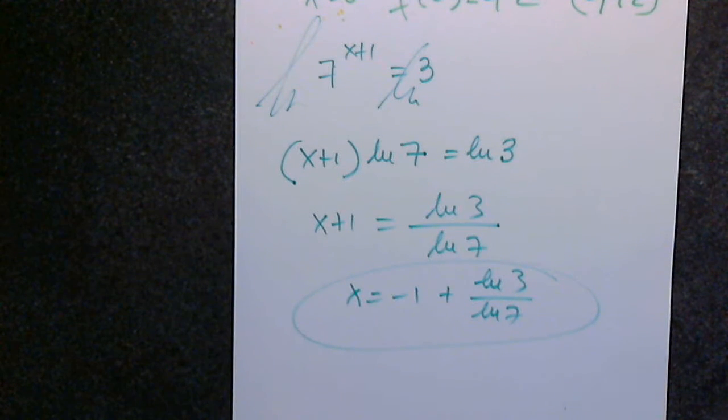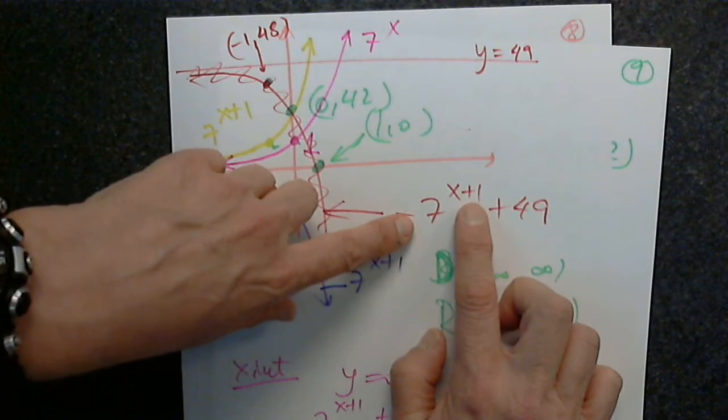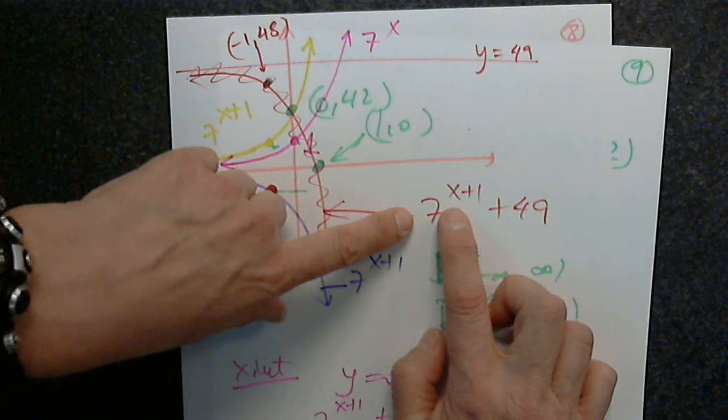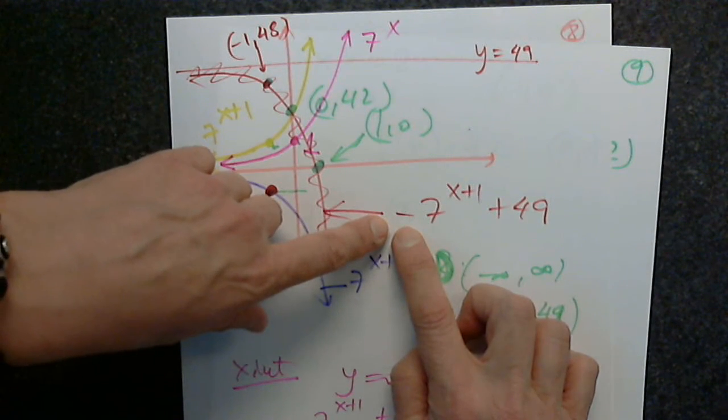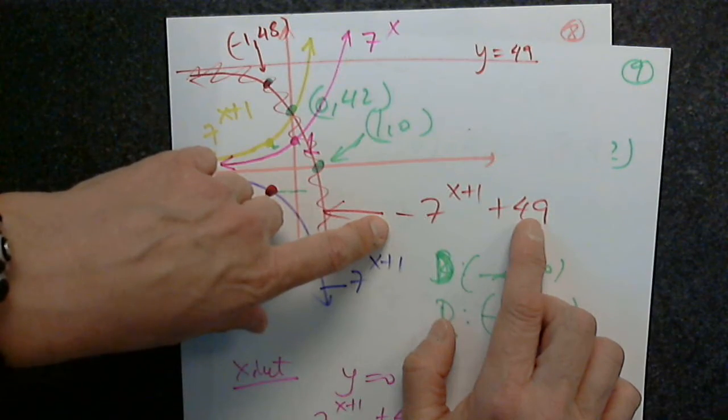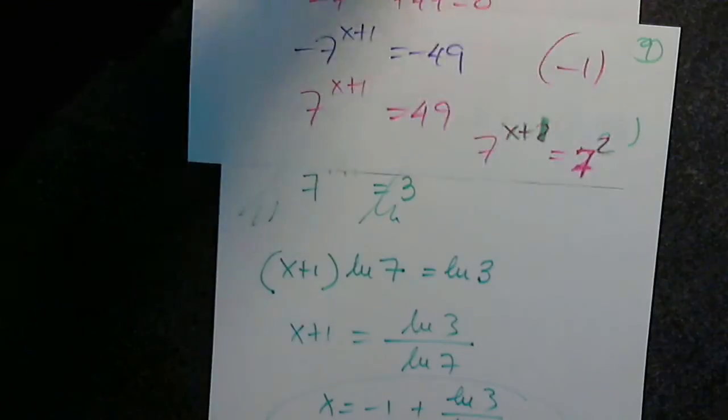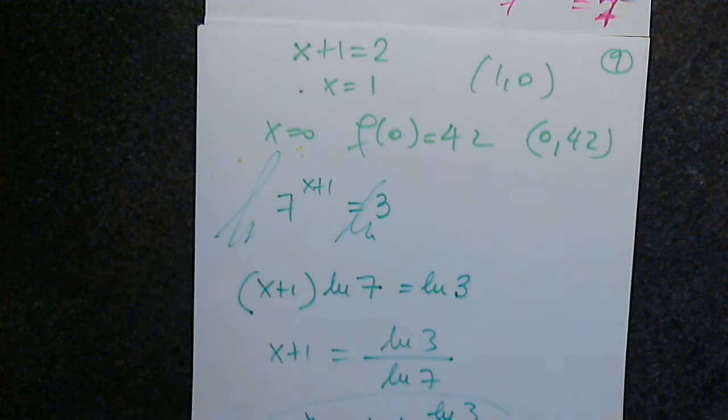What do you mean by 42? When you plugged in 0, right, so let's do that again. 0 plus 1, 1. 7 to the first power is 7. 7 times negative 1 is negative 7, plus 49. Oh, okay. I don't know why I wrote minus 49, so I kept getting it wrong. Oh, it's possible. That's fine. Is it clear now?